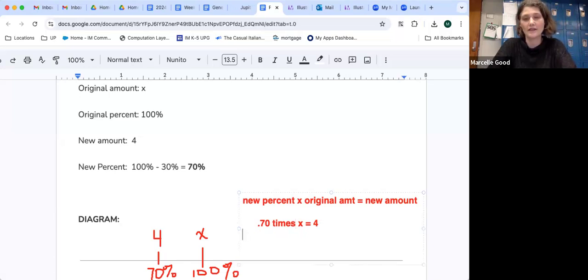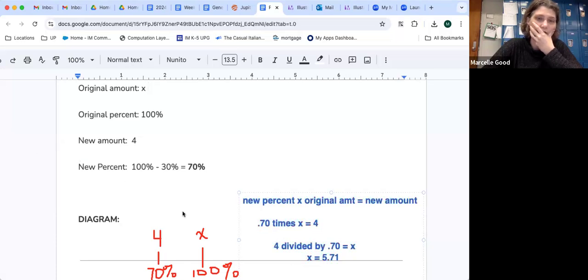The way we solve this we need to sort of go backwards. So I know 0.7 times some number is equal to 4. That means 4 divided by 0.70 is equal to X. Then I use my calculator. So I'm going to just get out a calculator and put into my calculator 4 divided by 0.7. And I got 5.714285714. So this is a repeating decimal. I'm going to round to the nearest tenth. So I can say X equals 5.71.